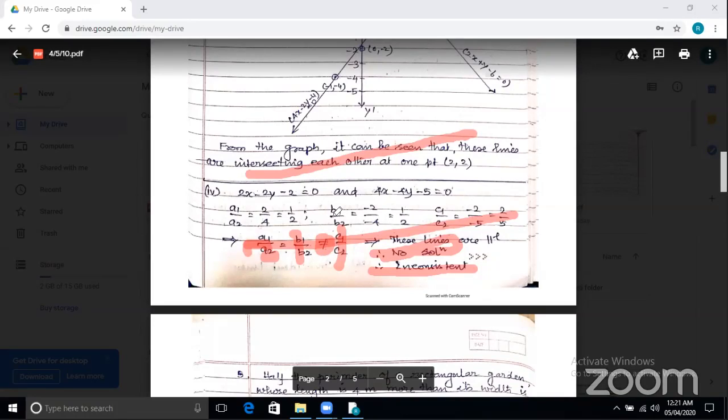Because if it is consistent, you have to show it in the graph. If they are not consistent, if they are inconsistent, you need not do the graph. Okay? Are you getting this point? Okay. Shall we go to the next problem?